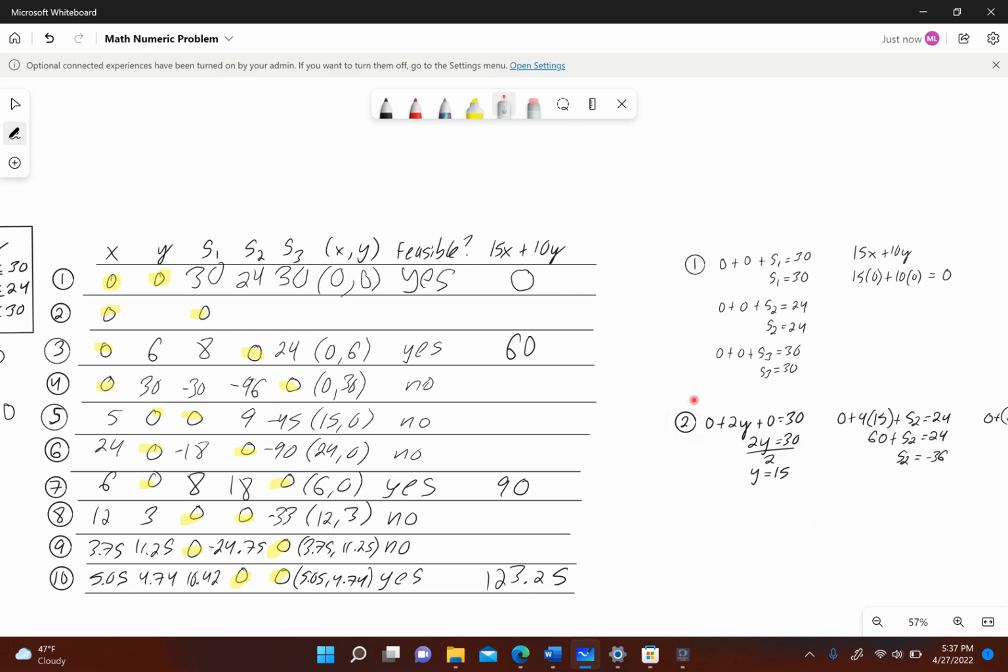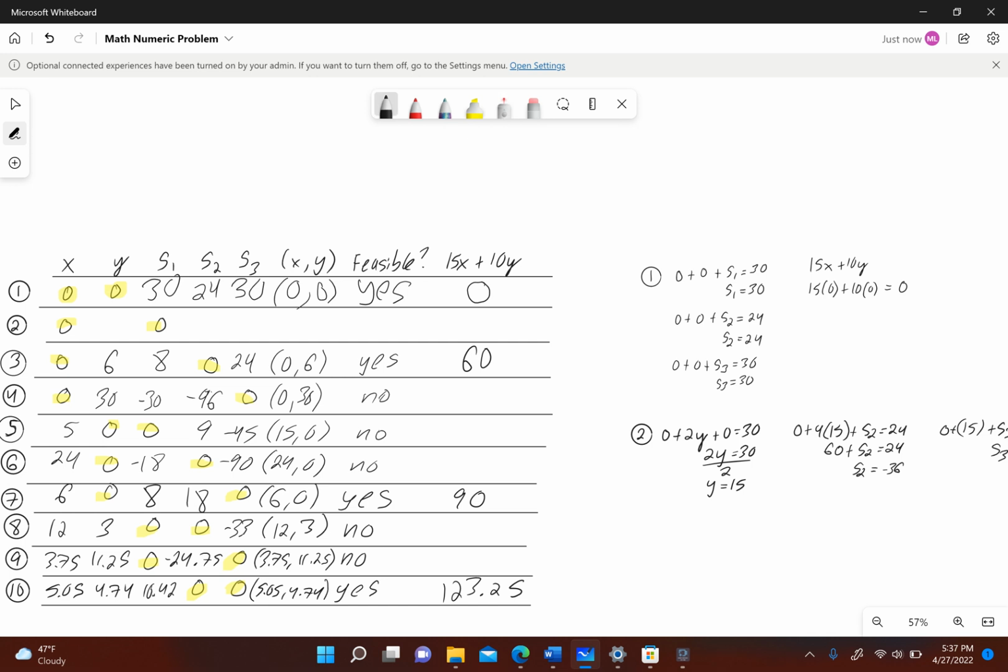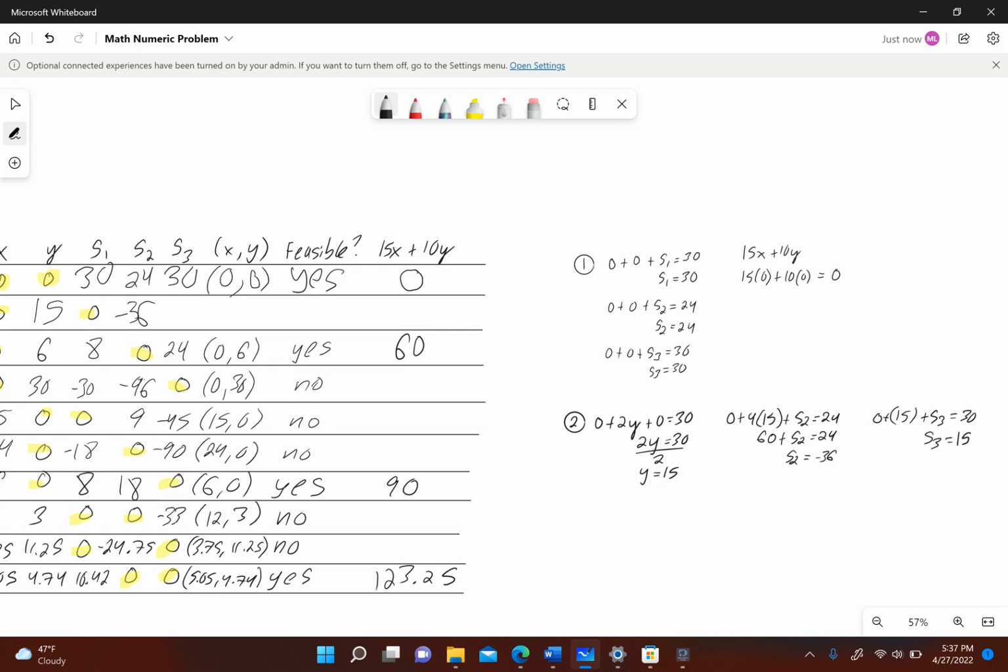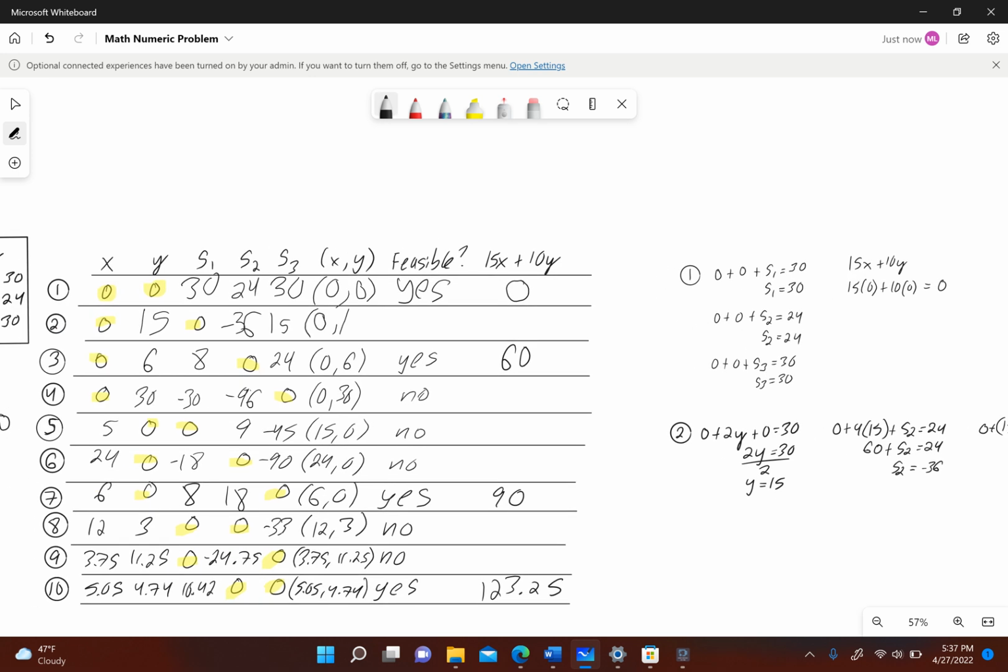I'm going to walk through the second row of the table, and you can see right down here where the 2 is. So when you plug in the 0 for x and 0 for s1 in this equation, you get y equals 15. And then you do that for the second equation, you input your y value of 15 and the 0 for x, and you get negative 36. Continuing on, you input 15 and then 0, and you get s3 equals 15. So you can add that into your table: 15, negative 36, and 15.